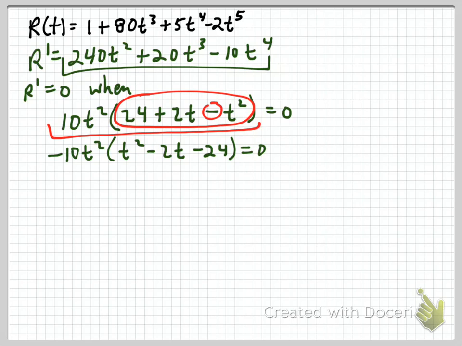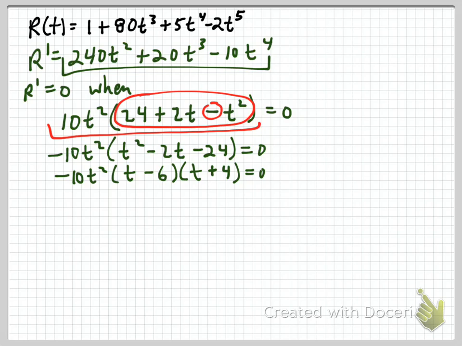Now it's much more pleasing to my eye because I know how to factor that with a t squared there. I put a t there and a t there. Okay, and then we see that we have negative 6 and positive 4. So negative 6 and positive 4 give us negative 24. 4t and negative 6t give us the negative 2t.